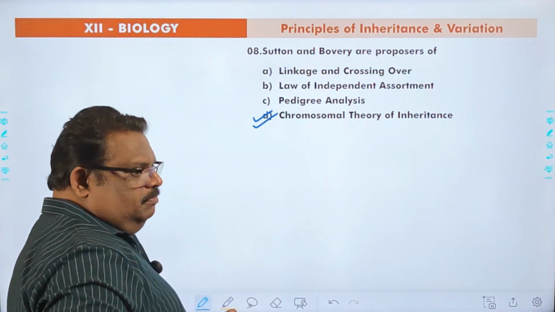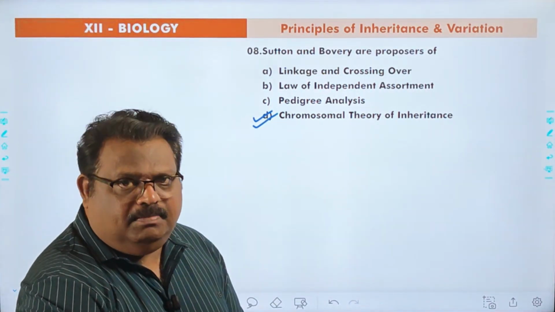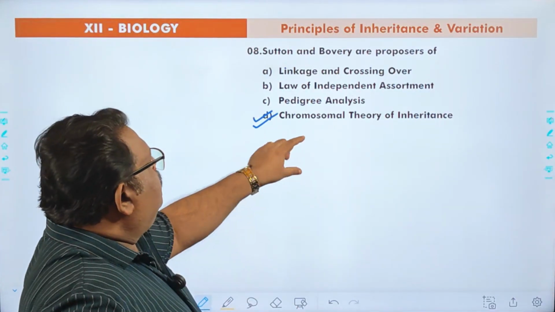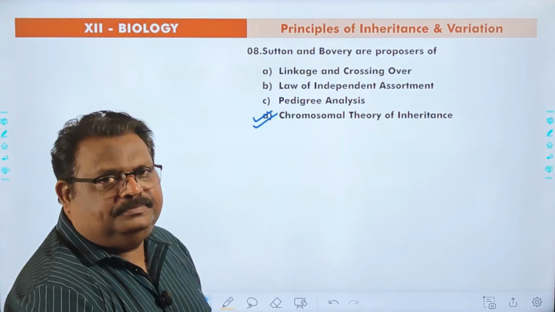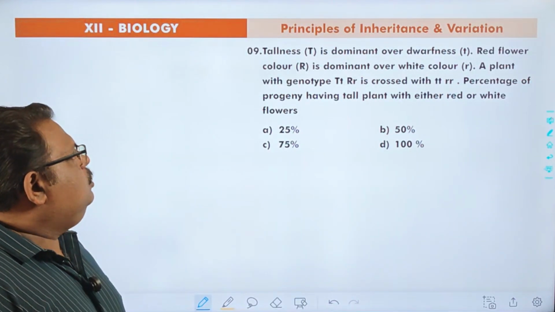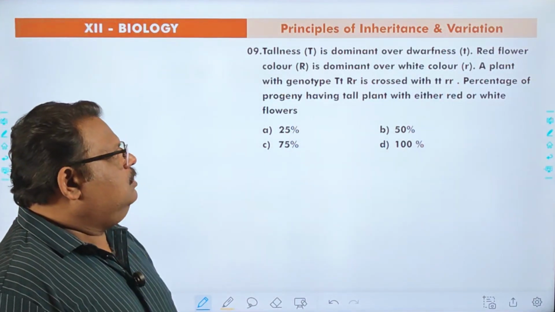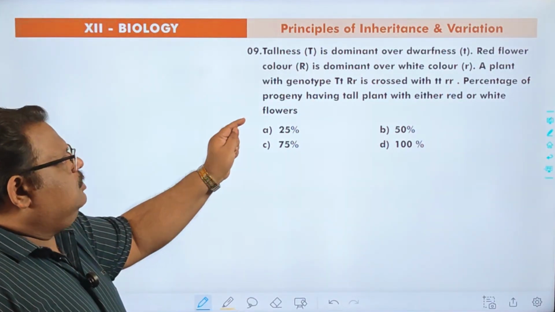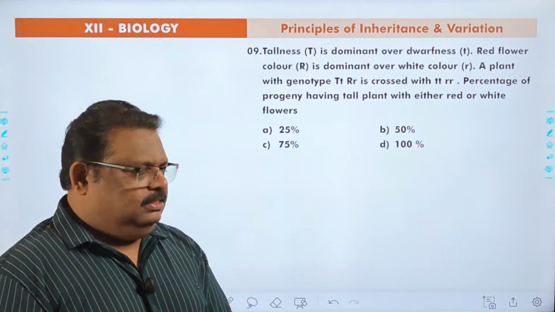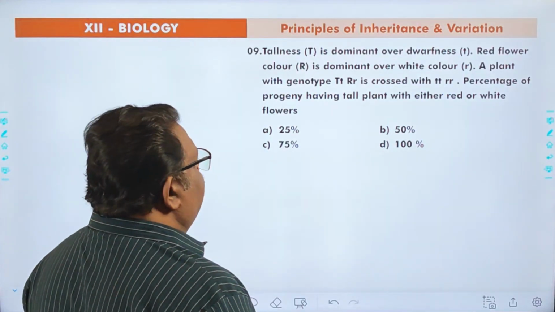Next one, Sutton and Boveri are proposers of the chromosomal theory of inheritance. There is a parallelism between the behavior of genes and the behavior of chromosomes. The theory was proposed by Sutton and Boveri. Next one, tallness is dominant over dwarfness. Red flower color is dominant over white color. So two characters are given, so it is a dihybrid cross.